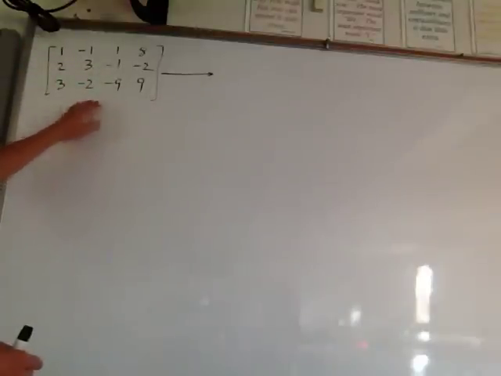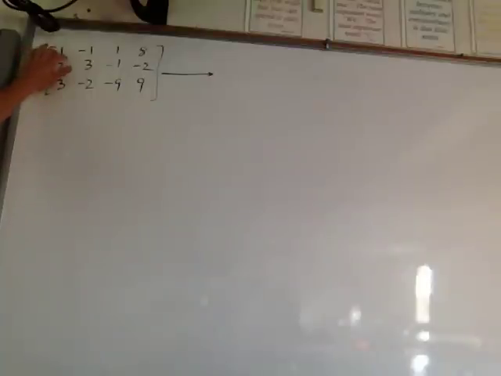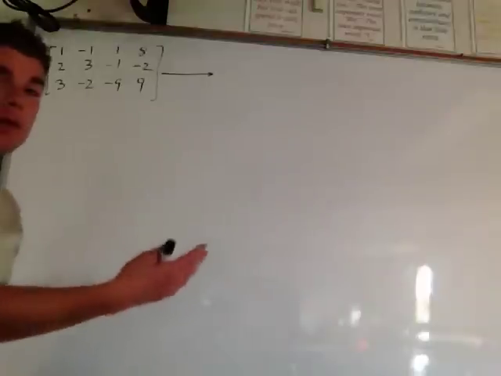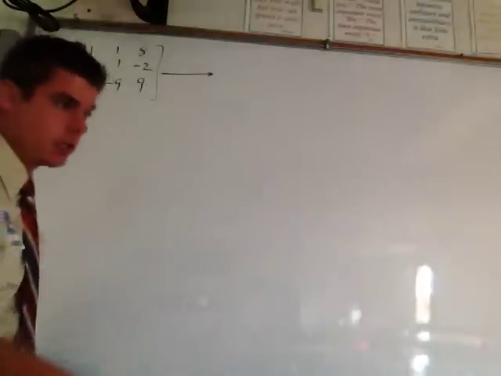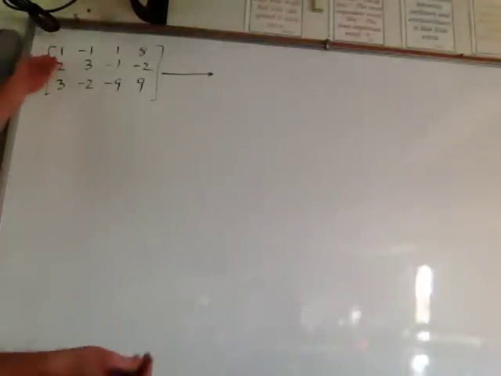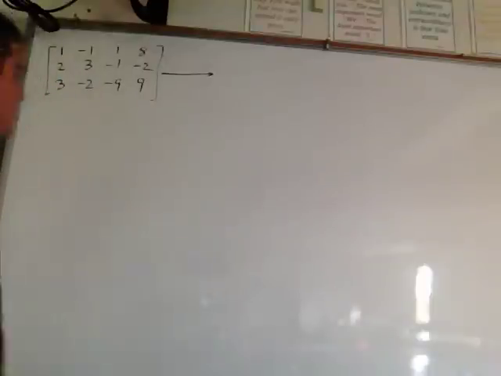Now, your first goal should be to get a 1 in this upper left corner. And if there's not a 1 there, then you may have to switch the rows around, and we'll see what that looks like, or maybe multiply by a coefficient, and again, we'll see what that looks like. But we are fortunate to have a 1 here, so there's nothing to do. Aha, we've done our first step.